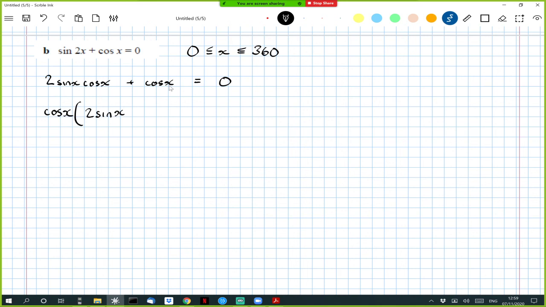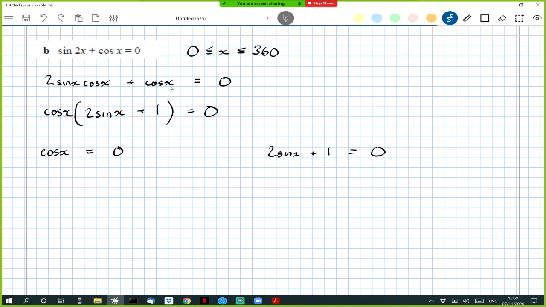So cos x times 2 sine x plus 1 equals 0. And now we can find two solutions. We get cos x equals 0 and 2 sine x plus 1 equals 0. Two separate equations to solve, both of which are like trig that you would have been introduced to last year. So both of these are very doable. So finish off by solving those.